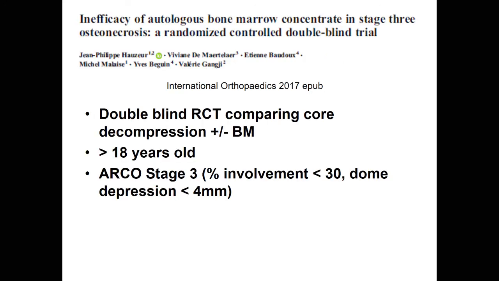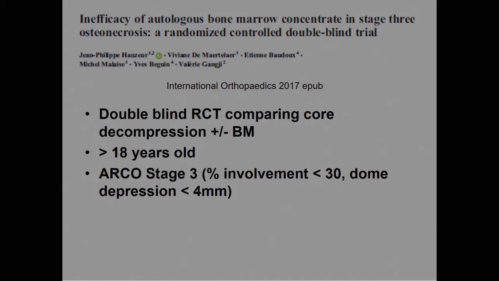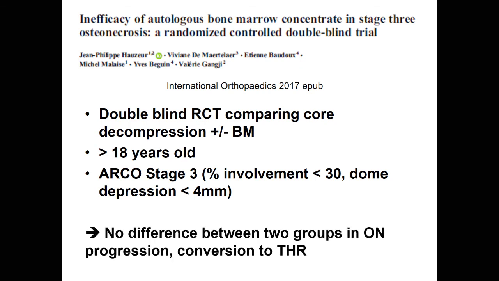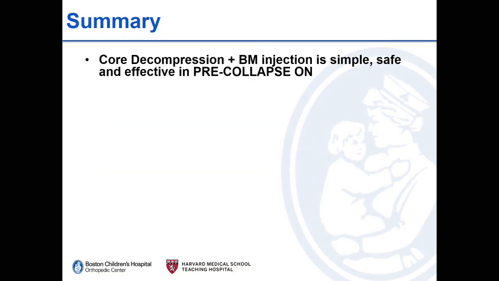The same group recently did a randomized control study comparing core decompression with and without bone marrow, but now in heads with some collapse. A very poor prognostic group. Now, in this group, they found no benefit of the bone marrow injection. So really, this technique, in conclusion, is best for pre-collapsed osteonecrosis.